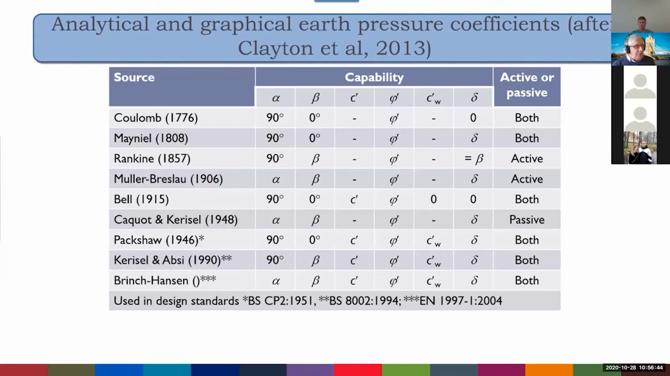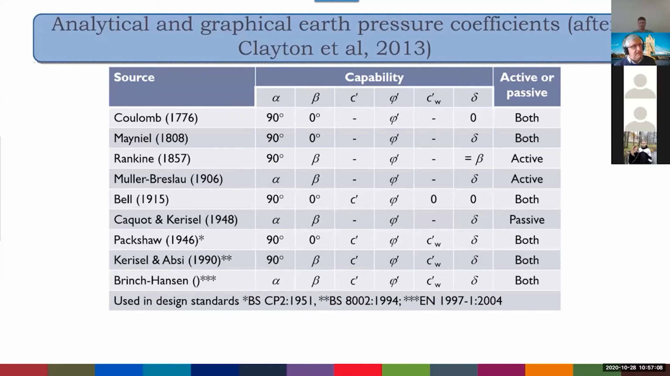Now, how do we get these earth pressure coefficients? Well, there's a large number of theories. These are the most famous ones. Coulomb, 1776, Maniel, Rankine, Muller-Breslau, Caquot and Kerisel, Kerisel and Absi, Brinch-Hansen. That should be 1970s for Brinch-Hansen. Sorry, I'm missing the date there.